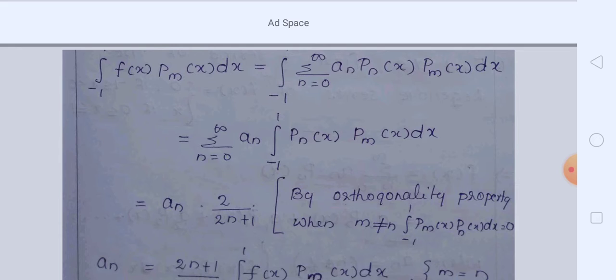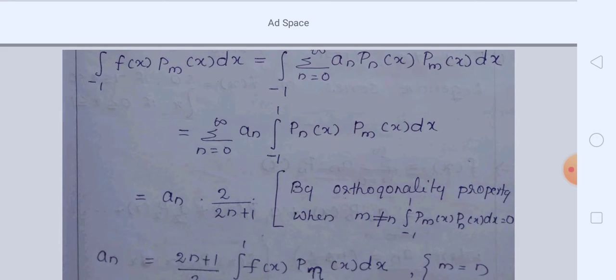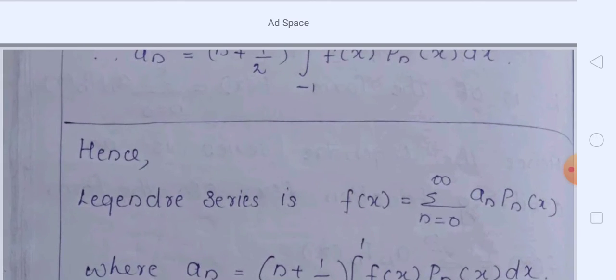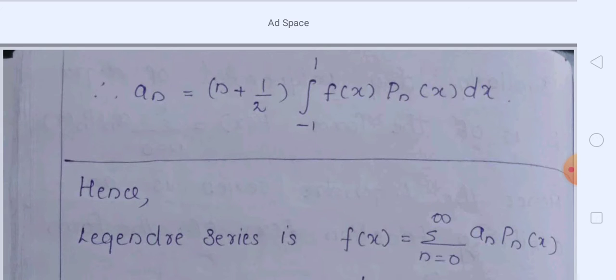If m equals n, then we can write it as an into the integral from minus 1 to 1 of Pn(x) Pm(x). By the orthogonality property, we can write it as 2 divided by 2n plus 1. Therefore, from this, an is equal to (2n + 1)/2 into the integral from minus 1 to 1 of f(x) Pn(x) dx. Here m is equal to n. We can simplify it as an equal to (n + 1/2) times the integral from minus 1 to 1 of f(x) Pn(x) dx, where m equals n.